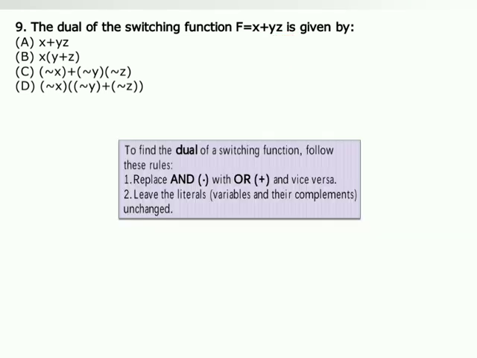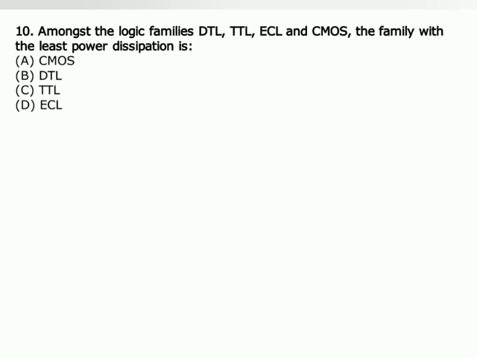Next. Among the logical families DTL, TTL, ECL and CMOS, the family with the least power dissipation is? The least power dissipation is in CMOS. CMOS dissipates less power than NMOS logic circuits because CMOS dissipates power only when switching. So option A is the correct one.